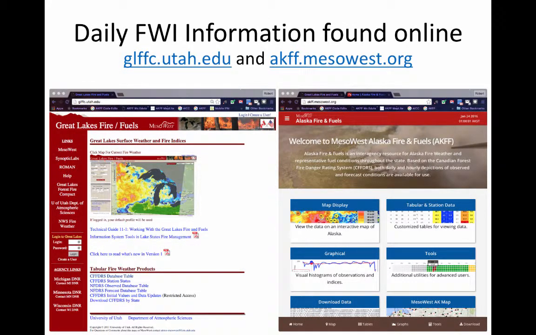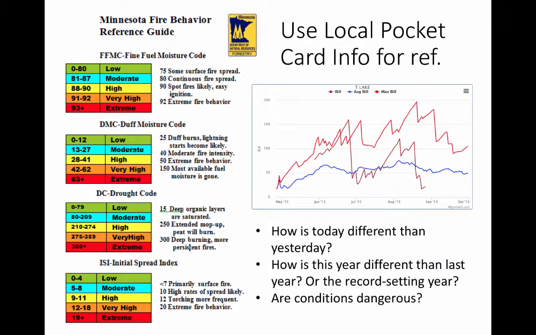There are forecasts for FFMC, BUI, and ISI for tomorrow as well as today. Make sure you have those as well. Will there be a big change tomorrow that affects your actions today? Pocket card information can help you interpret the forecasted FWI codes and indices. Knowing how much different today is from normal conditions can tell your story too.